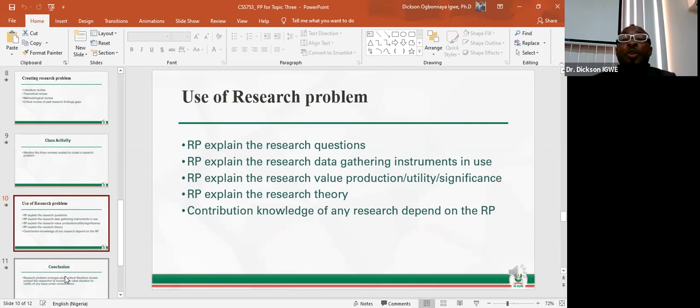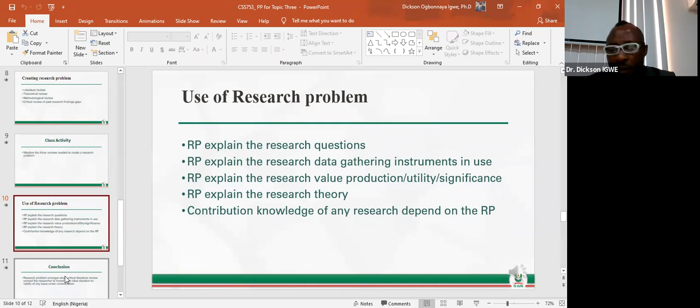So you can see that to each problem, there is a specific instrument that you can use to gather primary data. To each problem, there is also the type of methods that you will apply. To each instrument, there is the type of theory to be applied. So research problem determines the theoretical method and the data collection instrument choice. It also determines the value production, utility, and significance of the study.